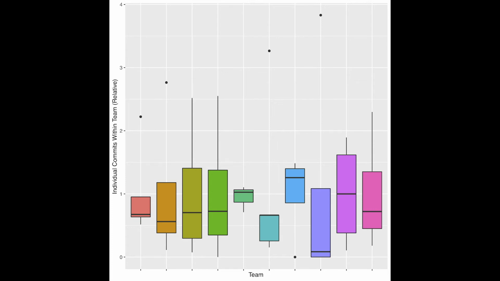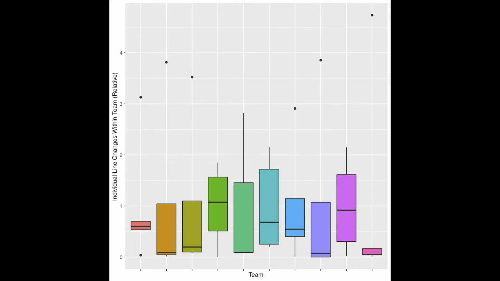Since each team committed a different absolute number of times, we're looking at 1 on this scale, representing what you would expect an average team member would do if they were committing their even share, with each team member committing the same number of times. As you can see, there were some teams that had some balance, but it was fairly common to have quite a discrepancy between the number of commits each team member made to the project.